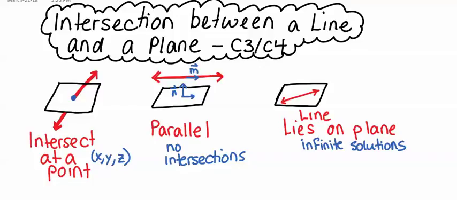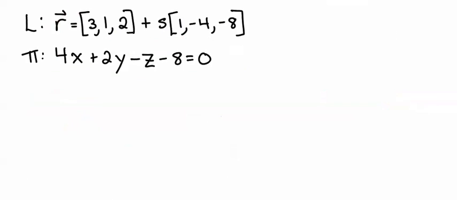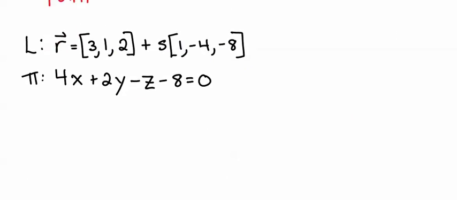So let's do an example. There's a line, which I'm representing with L. We've got it in vector form. This is the point on our line, and this is our direction vector. And then here's the plane. And we know from the plane that the normal vector of the plane would be (4, 2, -1), just in case you wanted to know that.